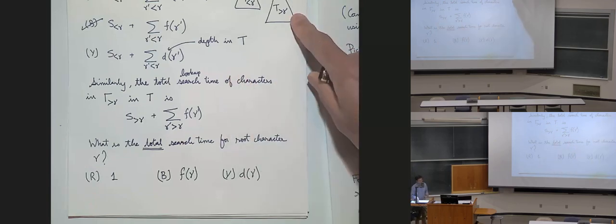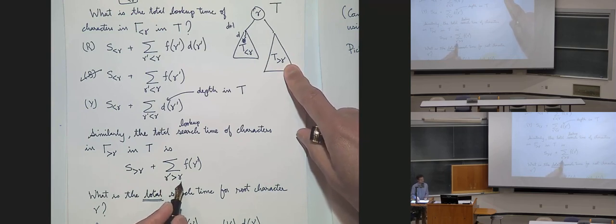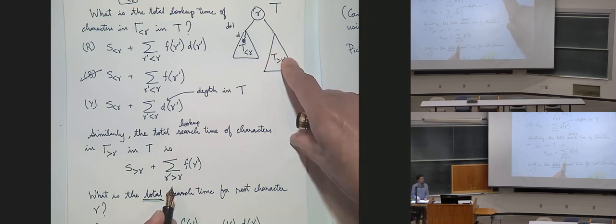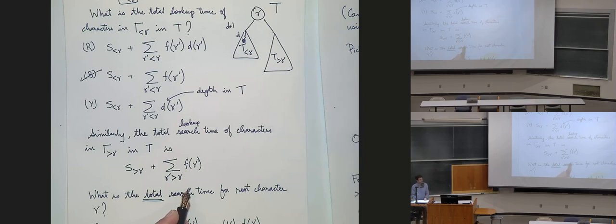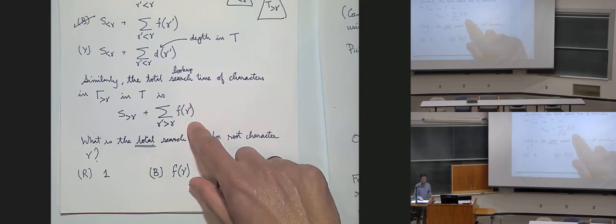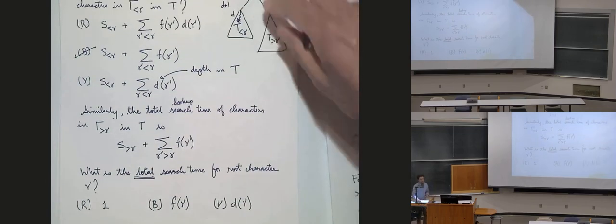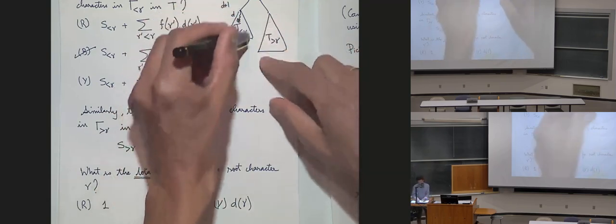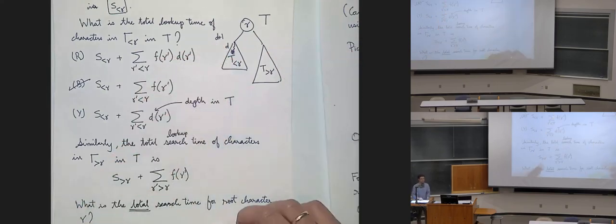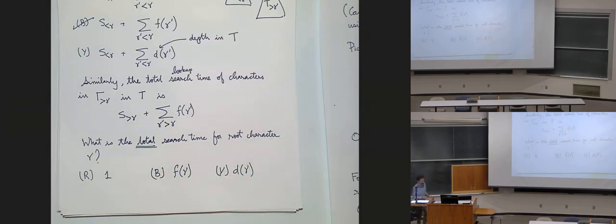So you're looking at all the characters in this tree. Those are all the characters that are greater than gamma, where gamma prime is summing over everything in that tree. Gamma prime greater than gamma, f of gamma prime. This part just represents the number of times it will be accessed, and the distance is just 1. So it's the same argument as before. You look at the total search times in these trees, and you're basically just adding 1 to all of them. Okay? Now, what is the total search time for the root character?